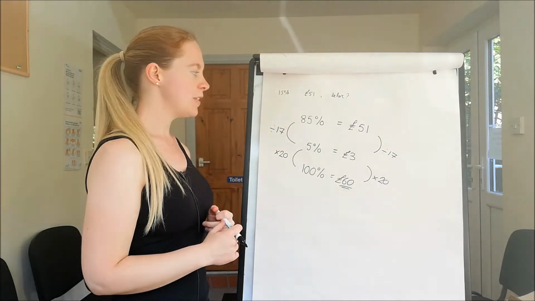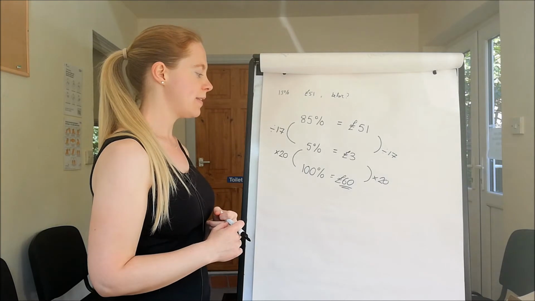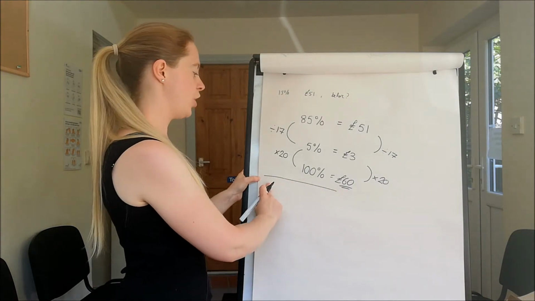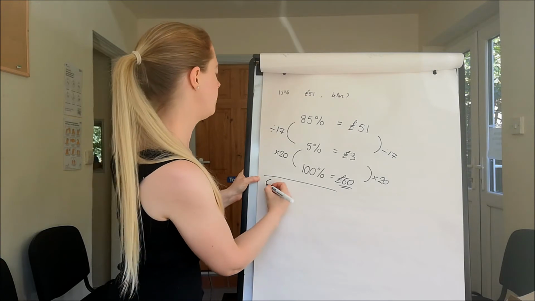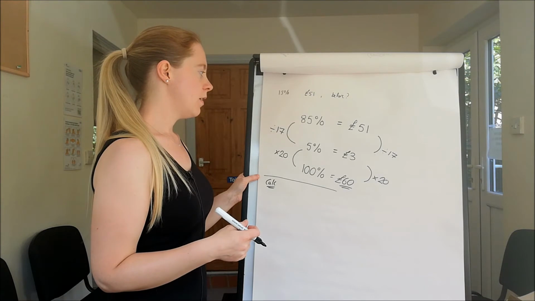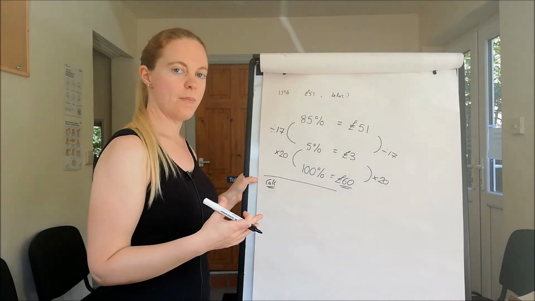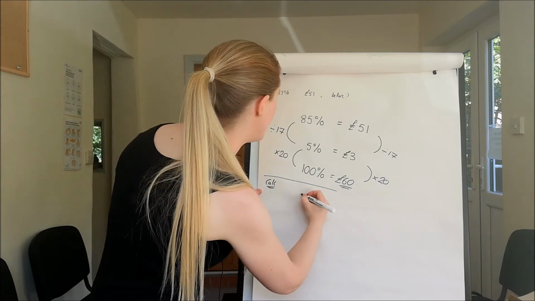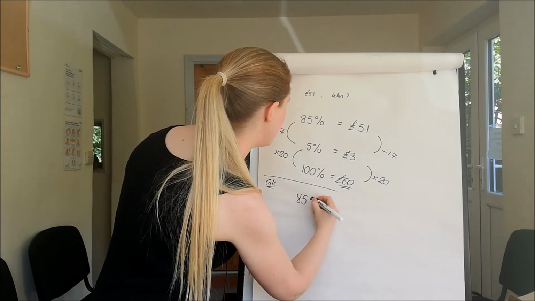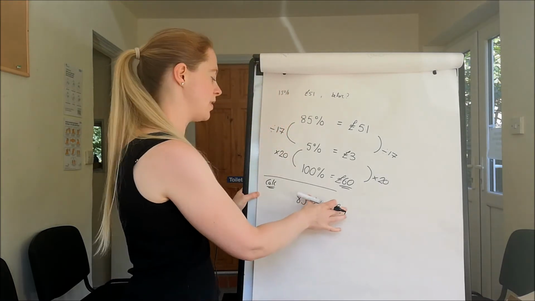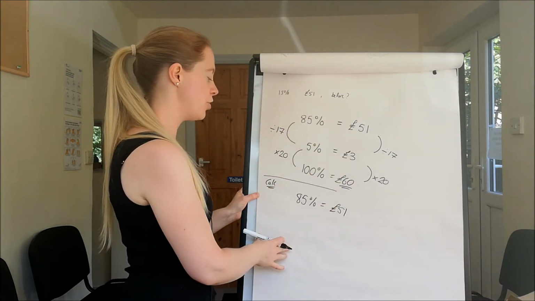All right, so that's how you do it without a calculator. If you now put method 2 calculator, now on a calculator the method is similar but the numbers are just not as pleasant. So we'd still start with 85% equals £51. That's going to be our starting point for both methods.